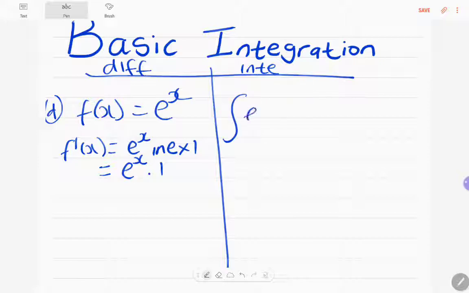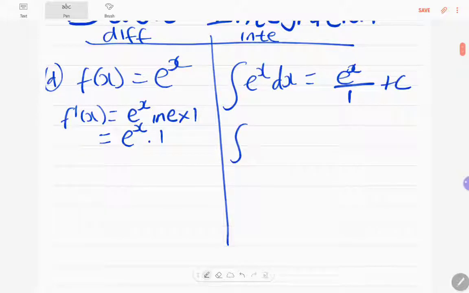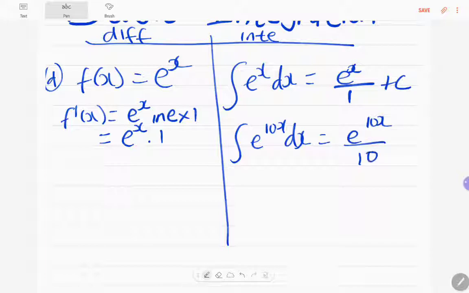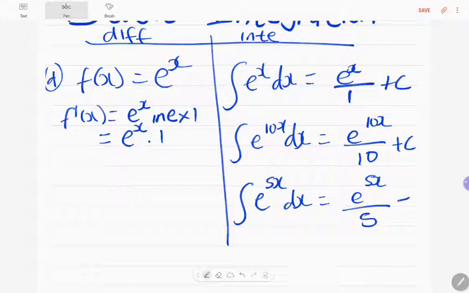Now in an integration, you copy whatever that you have. Instead of multiplying, you divide by the derivative of the exponent, which is 1, plus c. So if we have the integral of e to the power 10x dx, we just say e to the power 10x all over 10 plus c. Integral of e to the power 5x dx, you just copy whatever that we have, you divide by the derivative of the exponent, which is 5, plus c. So this is the final answer. This is how we do it.